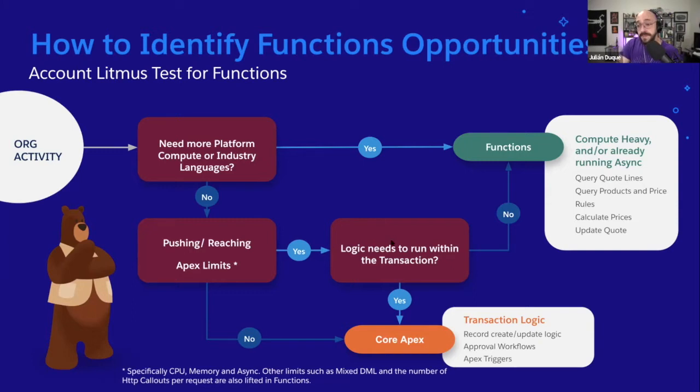If yes, there is another question. Does our logic need to run within the Apex transaction? If it needs to run within the Apex transaction, we are sticking with Apex. Apex is the way to go. If not, if we don't depend on the Apex transaction, we can go on functions. A function is going to be asynchronous in nature, so we can send the event or trigger the function and wait for the result. So we are going to let the function do the work. Everything else, Apex is going to be the way to go.